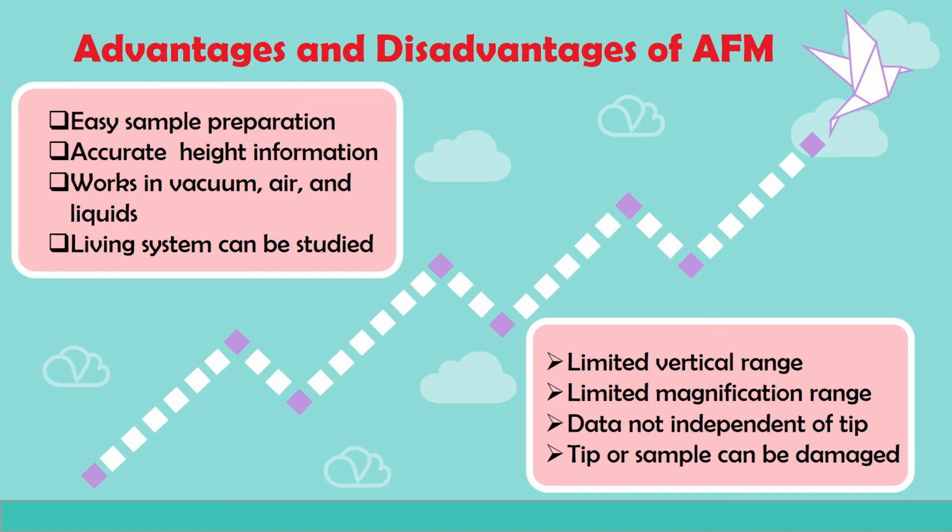So these are the advantages and disadvantages of atomic force microscopy. It has easy sample preparation and accurate, high information. It can work in vacuum, air and liquid. Living systems can be studied. However, it has a limited vertical range, limited magnification range, data not independent of the tip, or the sample can be damaged.